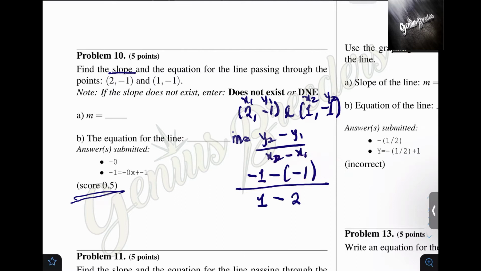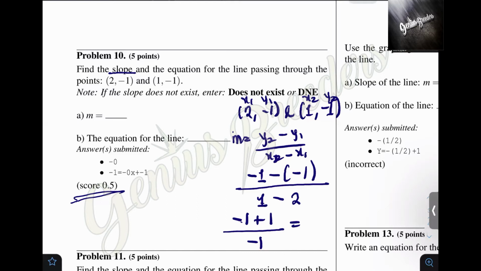Minus bracket minus, that's negative times negative, which is plus. So that's minus 1 plus 1, all over 1 minus 2, which is minus 1. So minus 1 plus 1 is what? Negative, positive is negative, right?